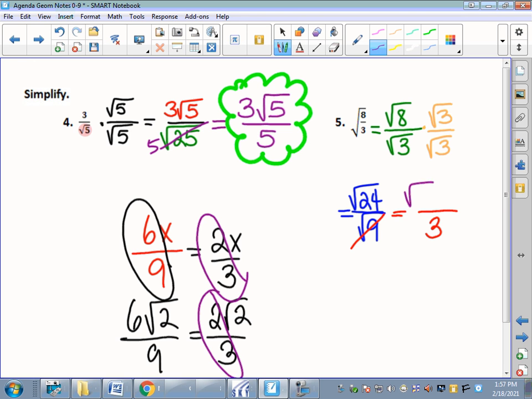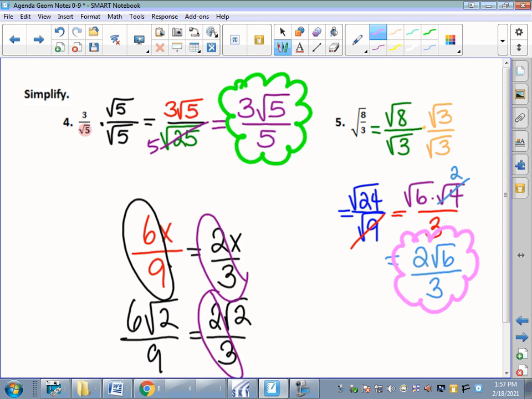Why does 6 times 4 work? Remember, one of these numbers has to be a perfect square. The 6 is not, but the square root of 4 is 2. Always write your number out in the front. So I've got a 2 with a square root of 6 on the top and that nice 3 on the bottom. Final answer. Don't look at these like one giant problem. Look at them bit by bit, and they get easier as you go.